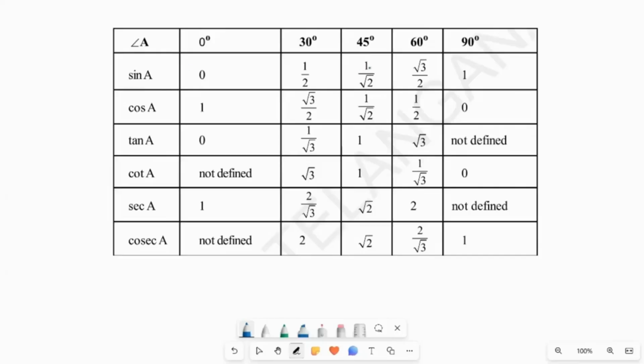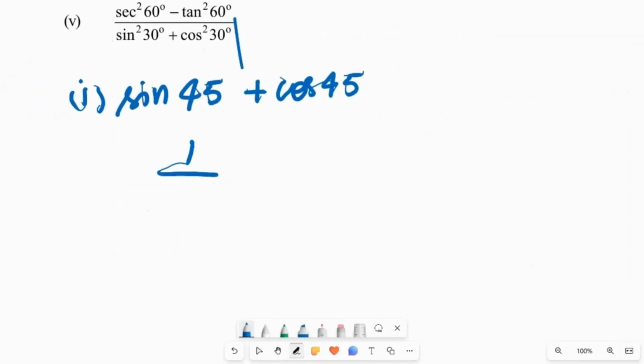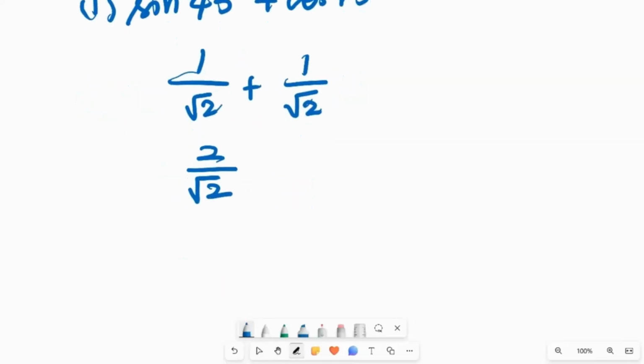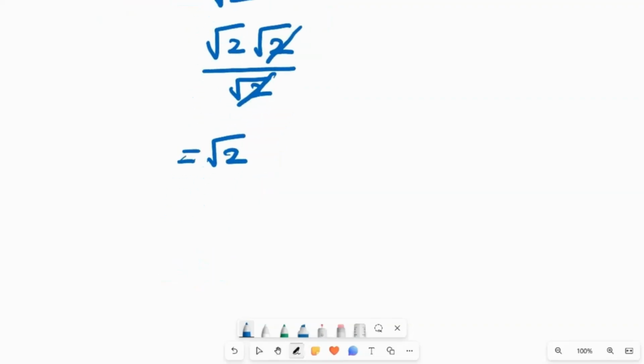We can see sin 45 is 1 by root 2 and cos 45 is also 1 by root 2. So they simply are asking what is 1 by root 2 plus 1 by root 2. So simply it would be 1 plus 1 is 2. So this would be 2 by root 2. And now we can write 2 as root 2 into root 2, right? Because root 2 square is 2. Therefore one root 2 gets cancelled and therefore we get root 2. Therefore sin 45 plus cos 45 is equal to root 2.